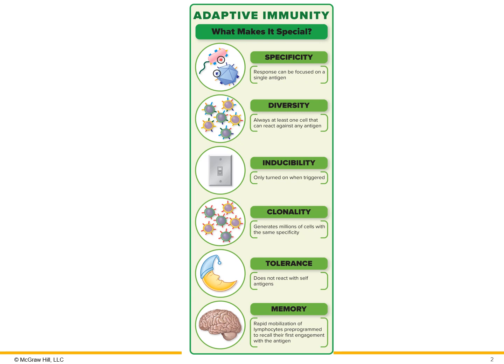So again, it's going to target just one specific virus, one specific bacteria. It does allow for a lot of diversity. So one cell could react against any antigen. So again, our immune system is meant to recognize any type of foreign invader. It can also be induced, so it's not like it's on all the time. So our skin hopefully is always present, it's always there. We can't turn it off and turn it on.